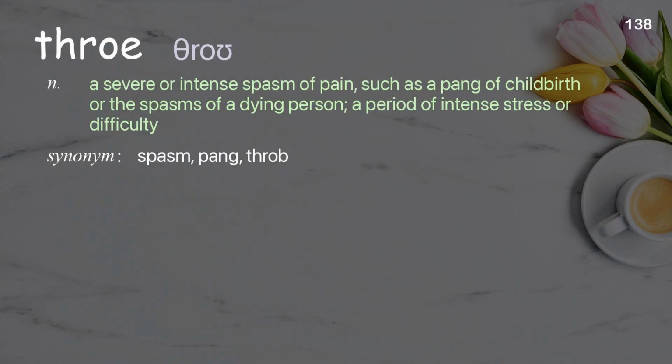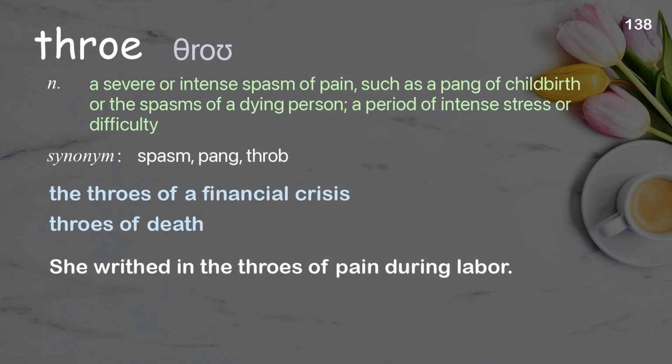Throe. A severe or intense spasm of pain, such as a pang of childbirth or the spasms of a dying person, a period of intense stress or difficulty. Examples: The throes of a financial crisis. Throes of death. She writhed in the throes of pain during labor.